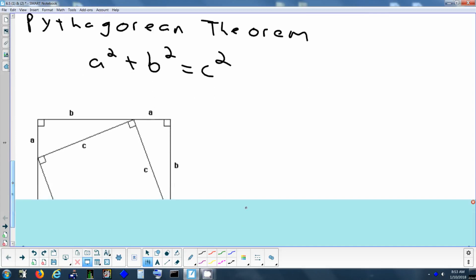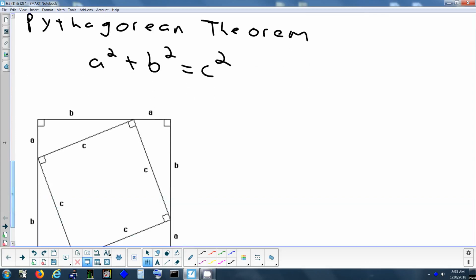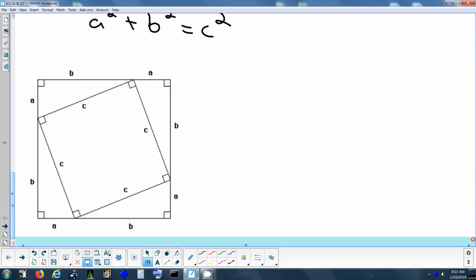So let's take a look at this picture. What I've drawn is a square, kind of rotated a little bit. All the sides of the square are c units long. And then you can kind of think of on each side of that square I've attached a triangle. And that makes a larger square. Any questions on that diagram?